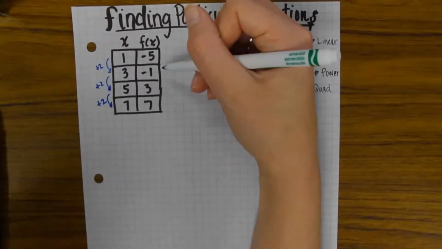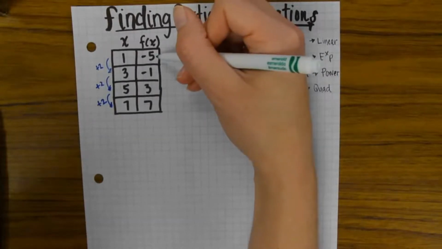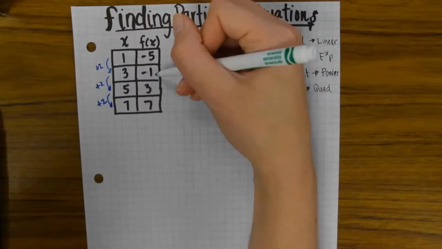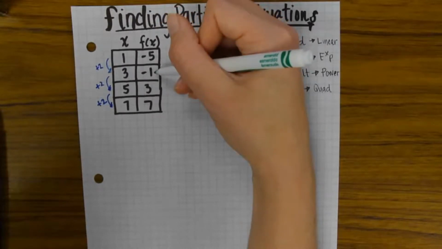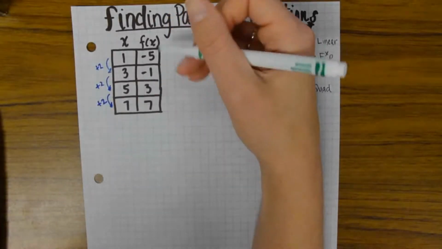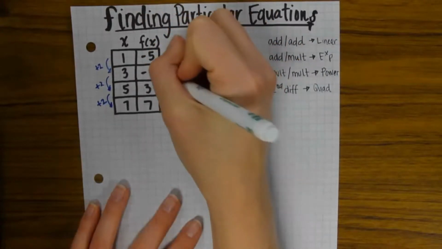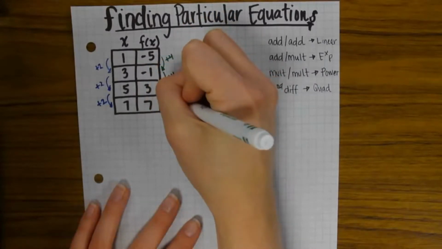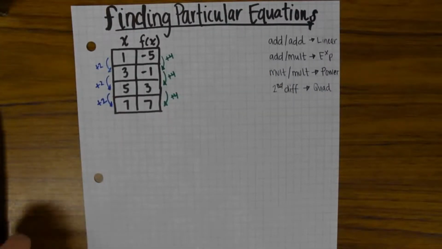-5 to -1, well, if this was a multiply pattern, we'd be multiplying by 1/5. 1 times 1/5 does not get us to 3. So let's look for an add pattern. -5 plus 4 gets us to -1. Plus 4 gets us to 3. Plus 4 gets us to 7. So it looks like we're going up by a constant rate of 4. This is an add pattern.